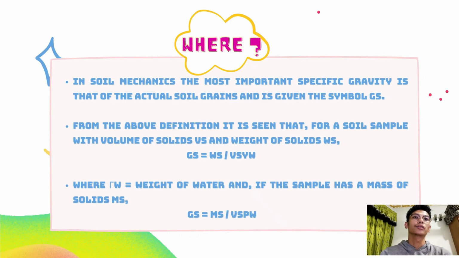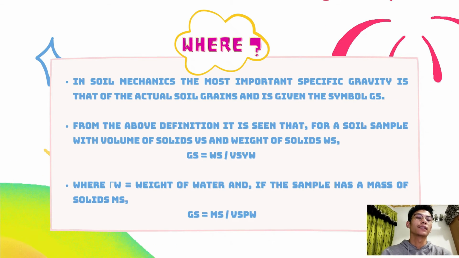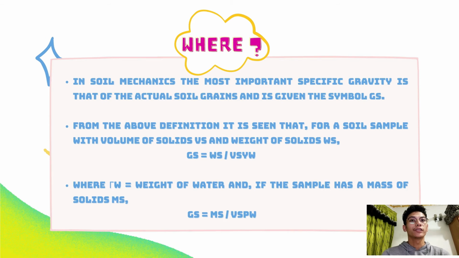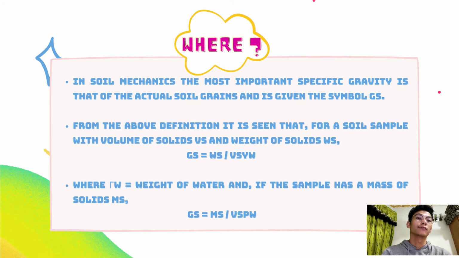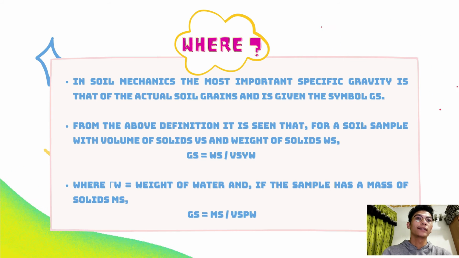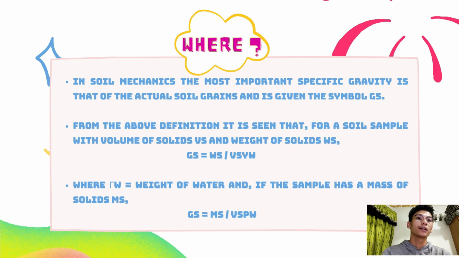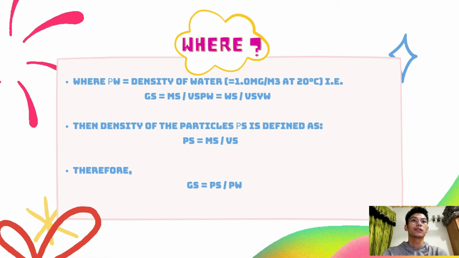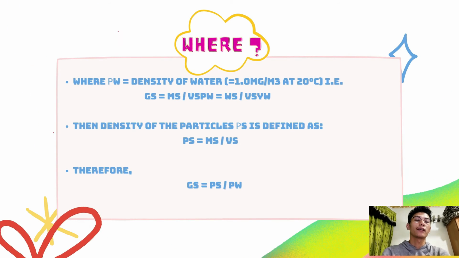Okay, the fourth is Where. In soil mechanics, the most important specific gravity is that of the actual soil grains, given by the symbol Gs. From the above definition, it is seen that for a soil sample with a volume of solid Vs and weight of solid Ws, where Ww is the weight of water, and if the sample has a mass of solid equal to Ms, and ρw is the density of water equal to 1.0 Mg per meter cube at 20 Celsius.